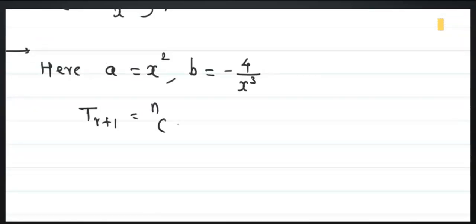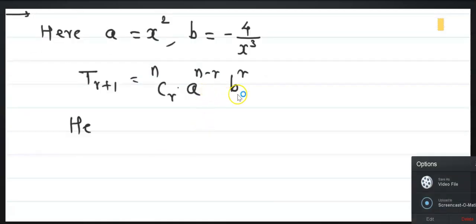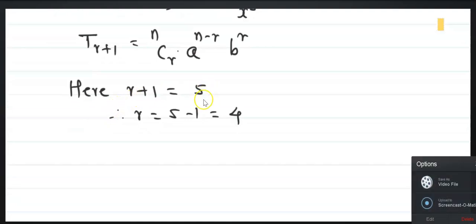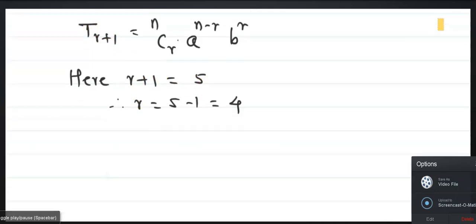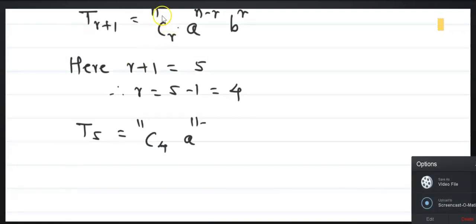Now t(r plus 1) is equal to nCr a raised to n minus r, b raised to r. But we require here r plus 1 is equal to 5. Therefore, r is equal to 5 minus 1, that is equal to 4, because we require the fifth term. Therefore r plus 1 is equal to 5, so r is equal to 4.